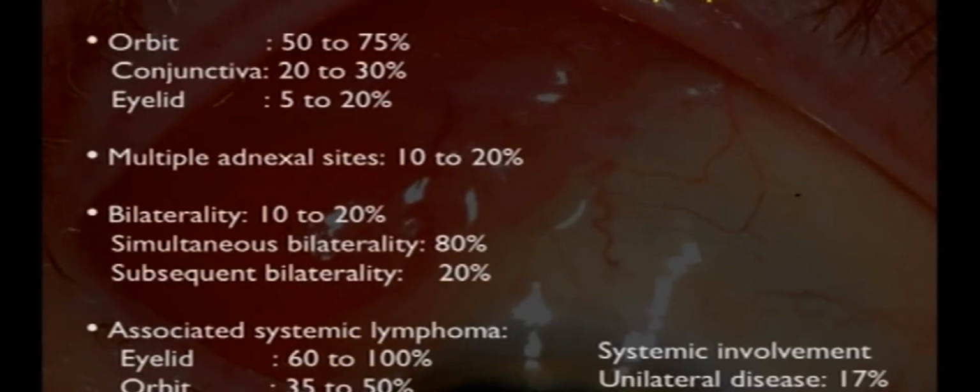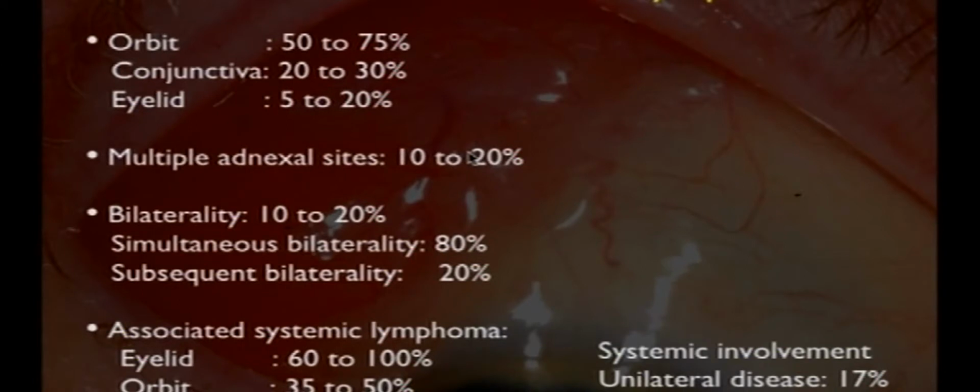If we have to bring out the incidence, then there are certain publications from around the world which tend to suggest that amongst adnexal lymphoma, the orbit ranks highest, followed by the conjunctiva, followed by the eyelid. So its incidence is about 20 to 30%. And moreover, multiple adnexal sites, like a conjunctival lymphoma along with an orbital lacrimal gland lymphoma, might be present in about 10 to 20% of the patients.